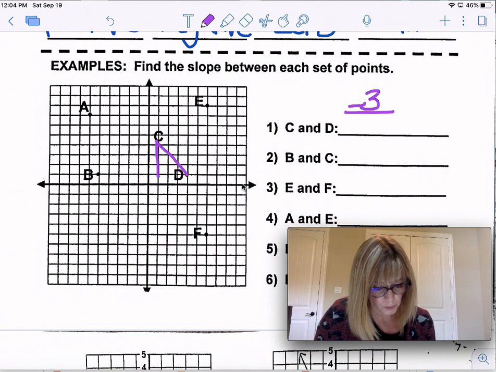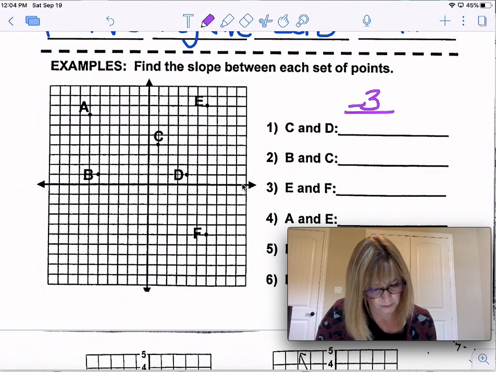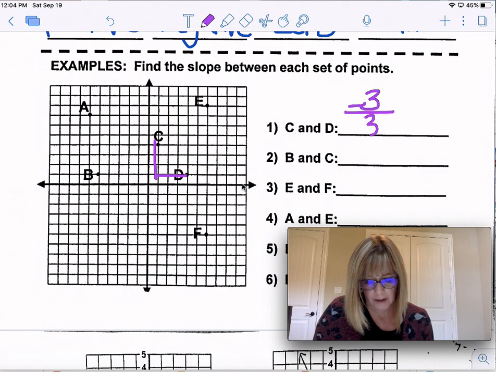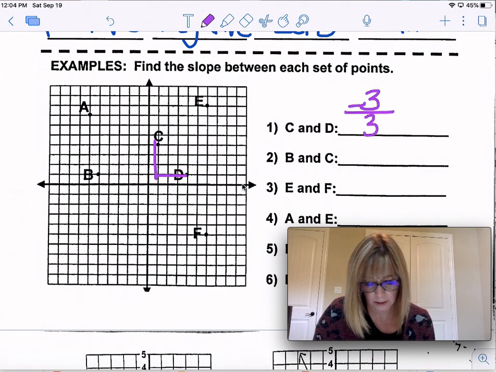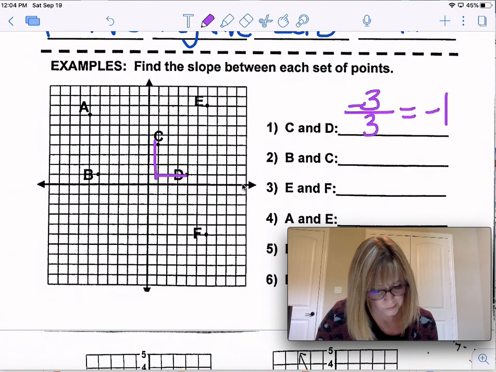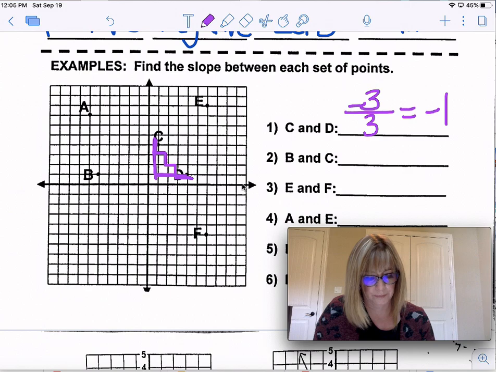And then we're going to do the horizontal change. How do you get there horizontally? You have to move 1, 2, 3 to the right. So we went down 3 and over 3. Now if that ratio simplifies to a whole number, we do want to reduce it. So negative 3 divided by 3 would simplify to a slope of negative 1. So it's like we could also just be going down 1 over 1. Down 3 over 3 simplifies to negative 1.